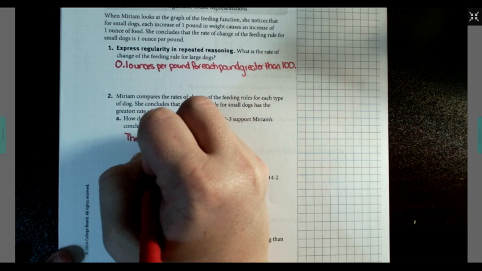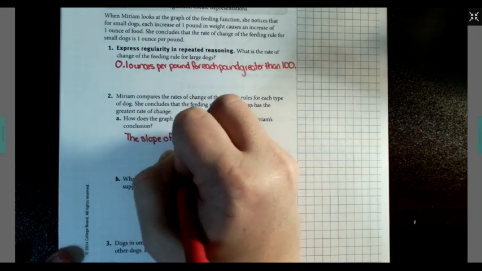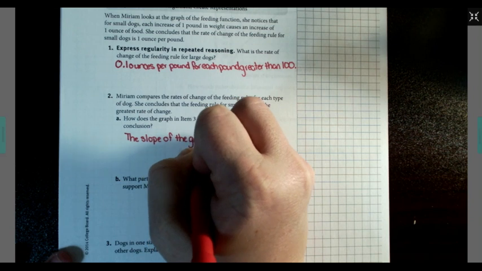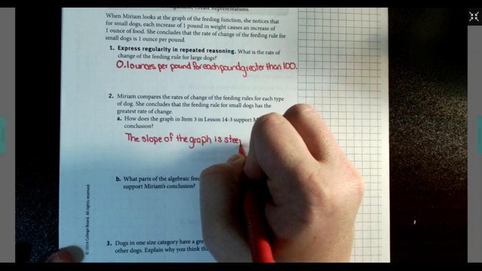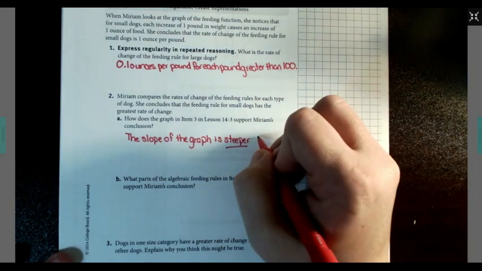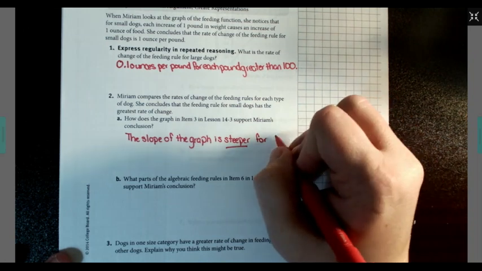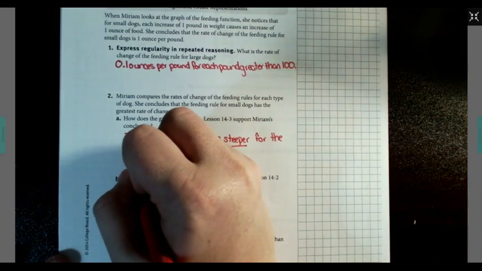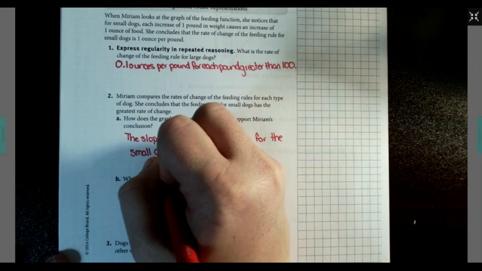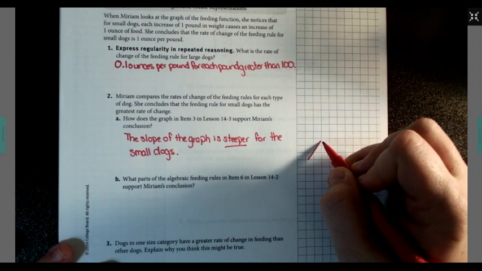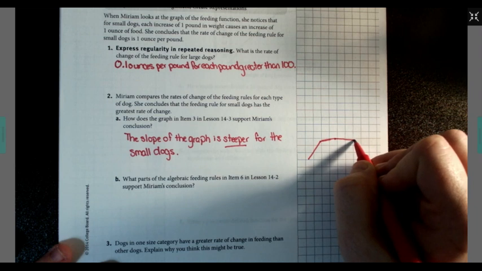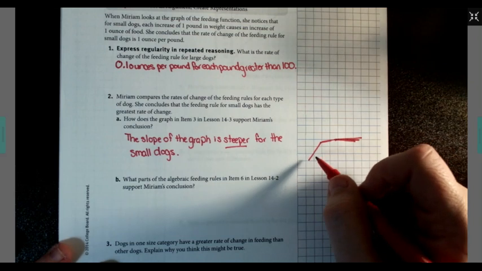The slope of the graph is steeper for the small dogs. Remember that graph went like this, and then it kind of leveled up a little bit, and then it leveled off even more. Sorry, that should have been a decrease. But it was like the steepest line was here.